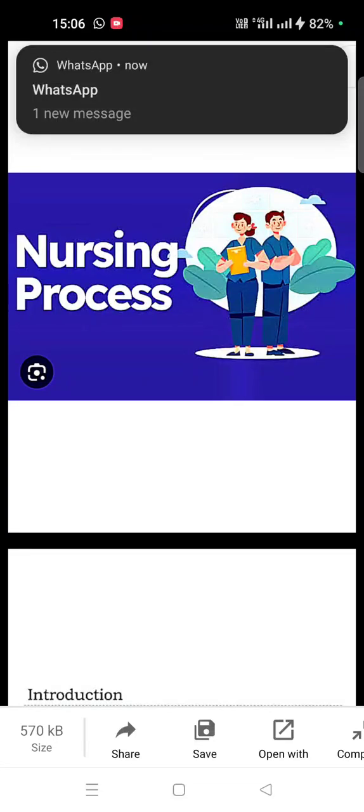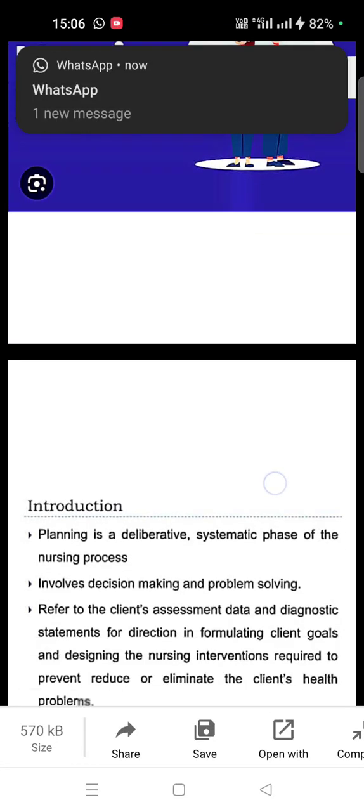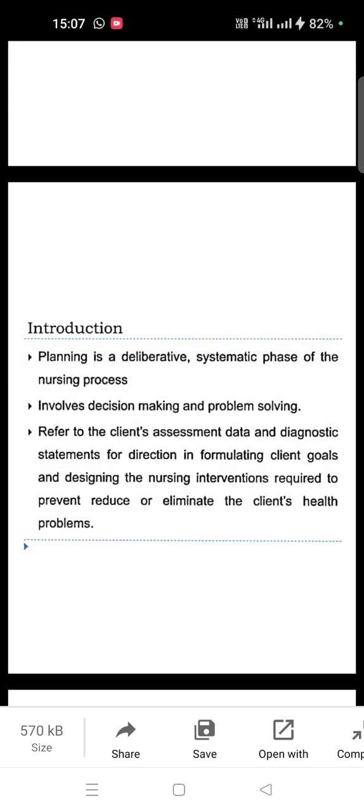Guys, okay, today I'm going to talk about the nursing process. Planning is the deliberative and systematic phase of the nursing process. Here it involves decision making and problem solving. Decision making means the patient already has some symptoms, so you should solve the problem. You take proper decisions, find the cause, and then solve the problem.